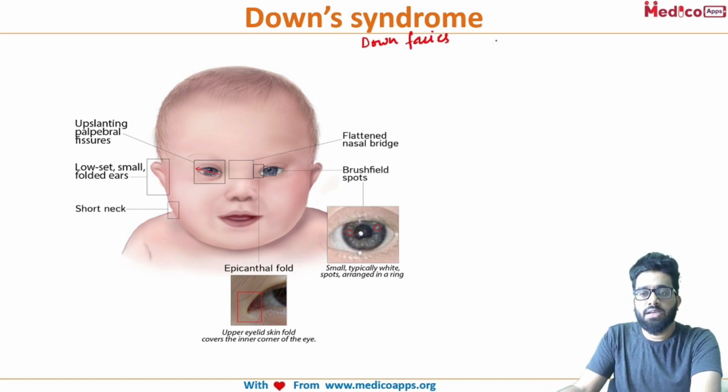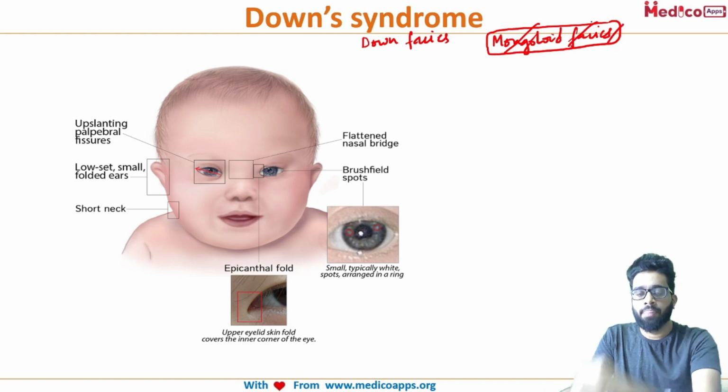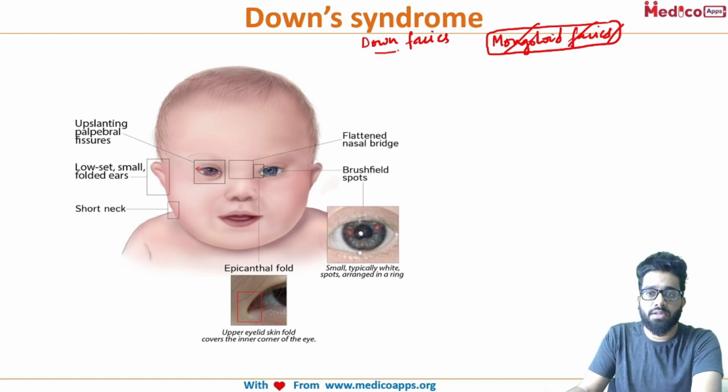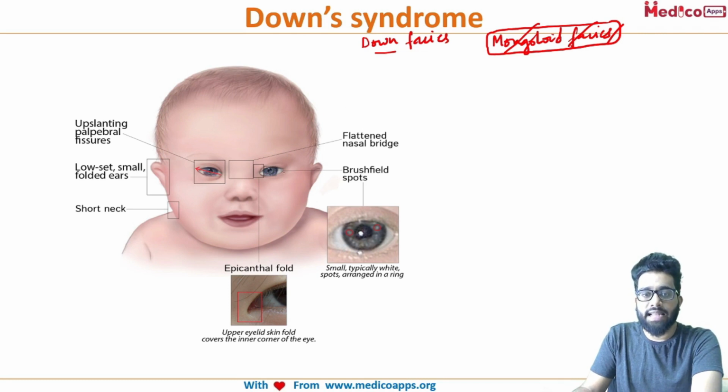Also remember, previously we used this term called mongoloid facies. This terminology is discarded now because it is not ethical, because we're comparing this to a race. So this term is not used anymore. We use the term Down facies to describe any patient with suspected Down syndrome, because they're very characteristic. They have this typical slant, or epicanthal fold here. Okay, and there is a flattened nasal bridge. This is a very characteristic feature.